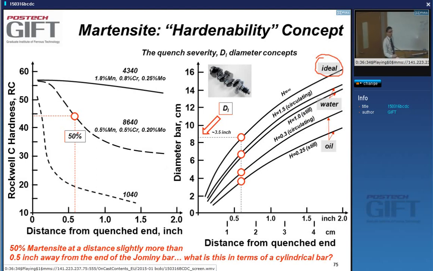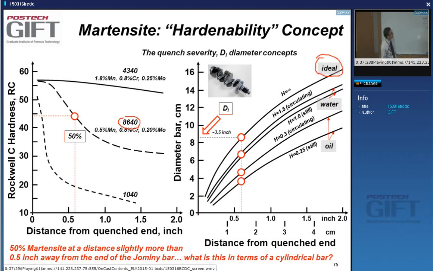Okay, but let's have a look at the meaning. How do we transpose our Jominy test results into actual information that we can use in practice? So we just saw that this steel, 8640, gave me 50% of martensite at a distance of about half an inch away from the end. So what is this in terms of a cylindrical bar, which is what I'm interested in if I'm making crankshafts, for instance? This is the end. Here on the x-axis, I have distance from the quenched end, and then here I have bar diameter.